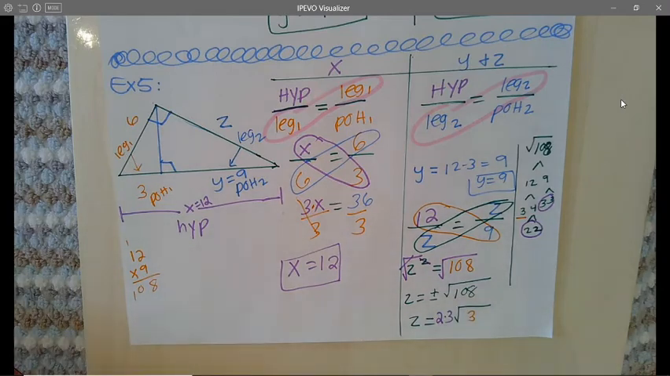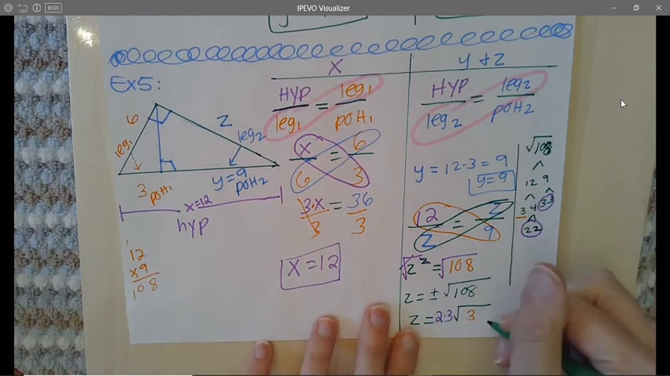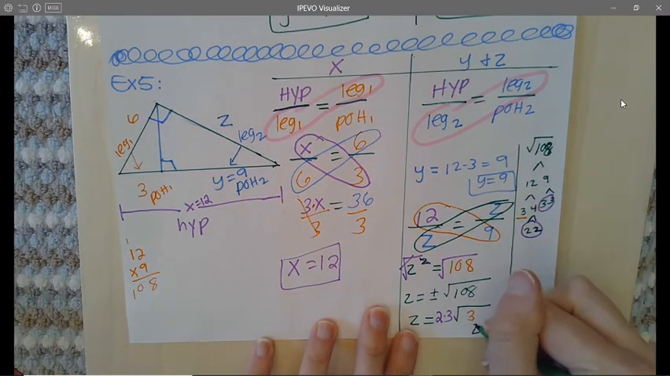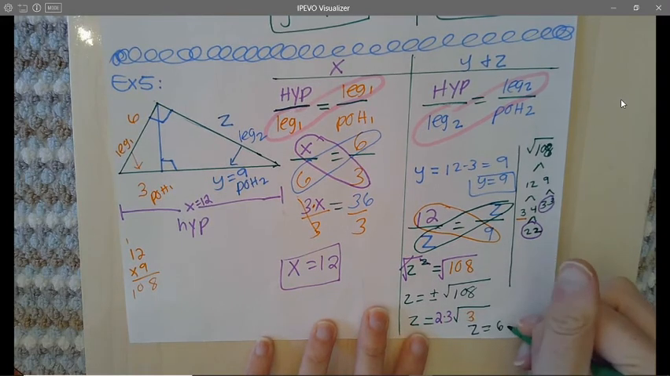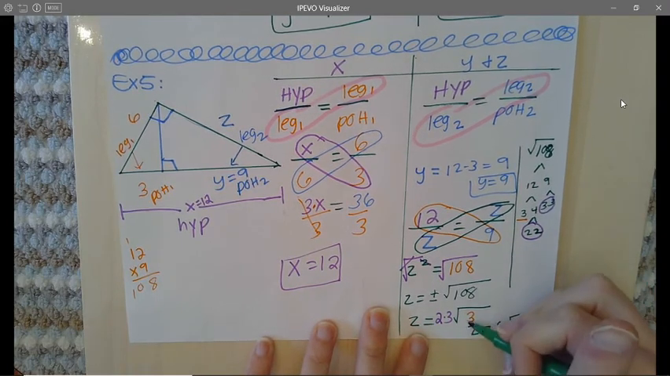So my final answer, which will be the end of this problem, so I don't want to end it because then it'll be sad, but it'll be 2 times 3, which is 6, root 3.